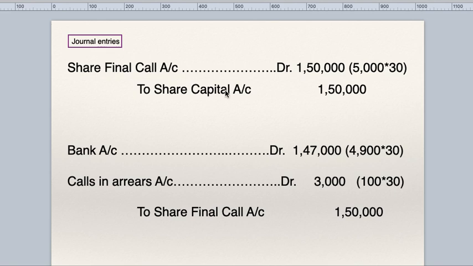Next entry is for final call. Final call due entry is share final call to share capital, 5,000 into 30 is due. Have they received whatever was due? No, there is default on 100 shares. So they have received only on 4,900 shares. Bank account debit 1,47,000. Calls in arrears account debit 3,000 to share final call 1,50,000. On 100 shares, they have not received final call at 30 per share. That means 5,000 minus 100, they have received only on 4,900 shares.